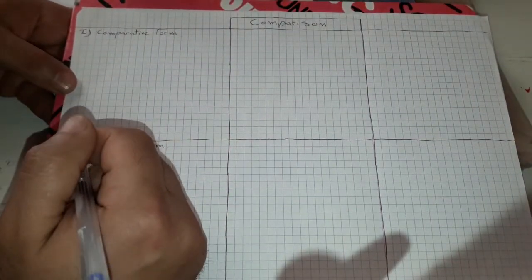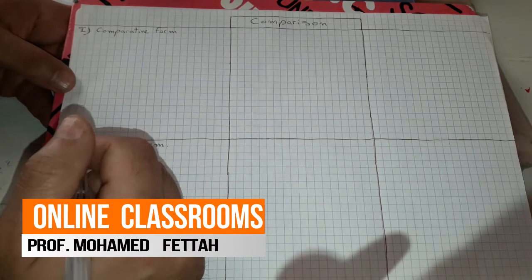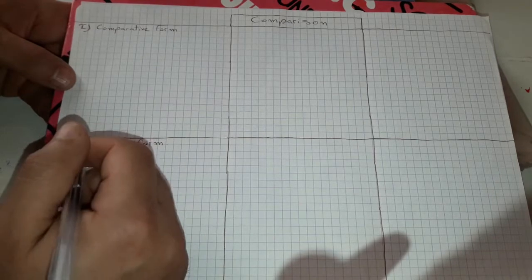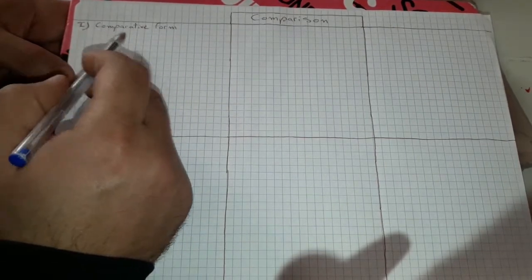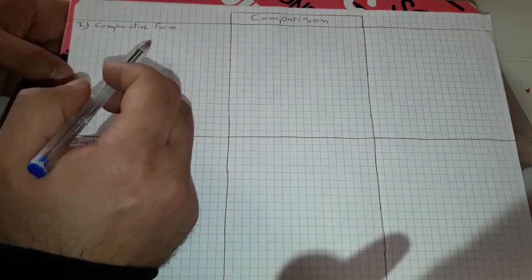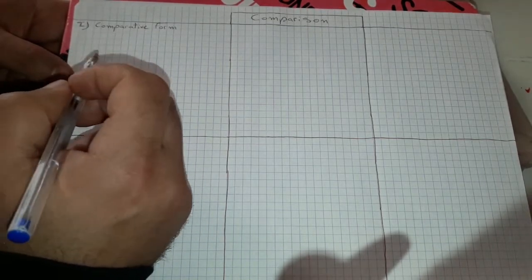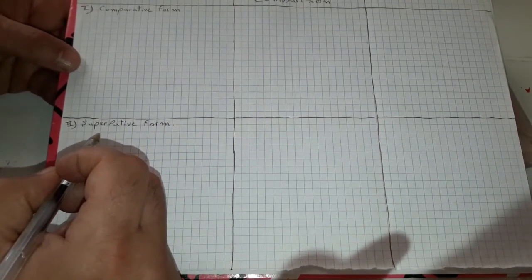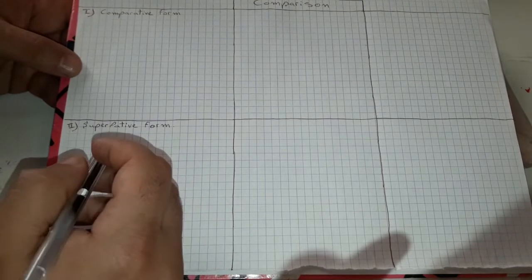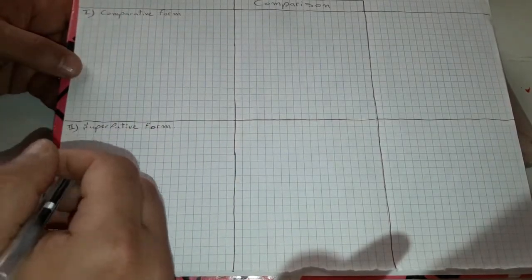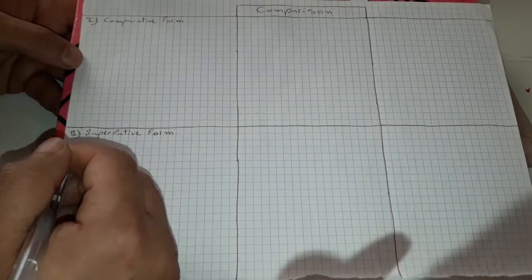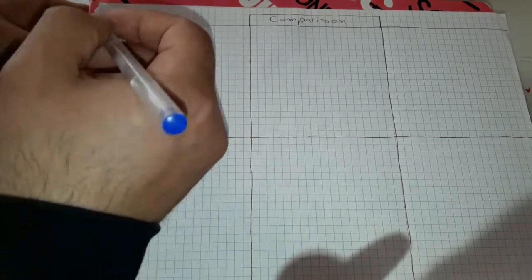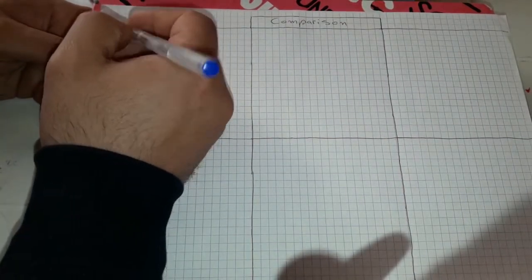Right, so for today's session, I'm going to explain how to make comparisons between people, objects, and so on concerning different adjectives. At the very beginning, I'm going to explain how to make the comparative form to compare between two people or two objects and so on, and then move to explain the superlative form, how to compare between one thing or a person among others.